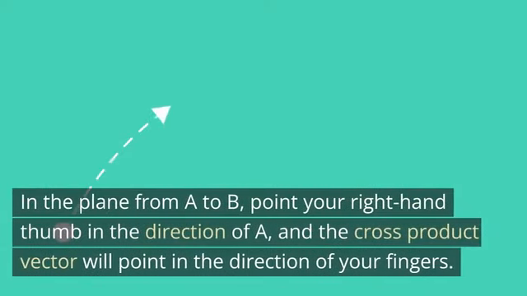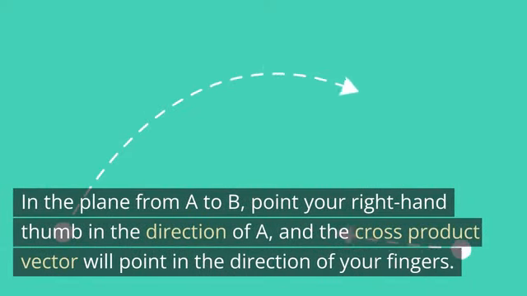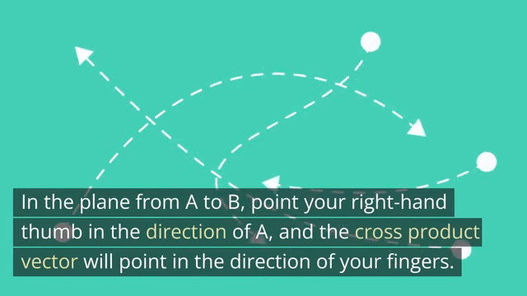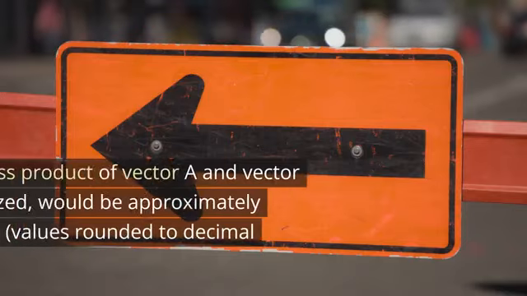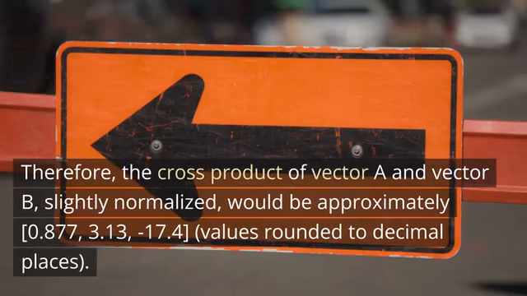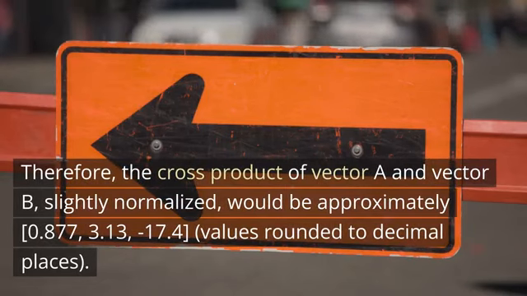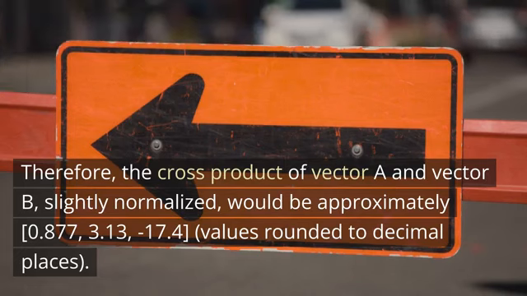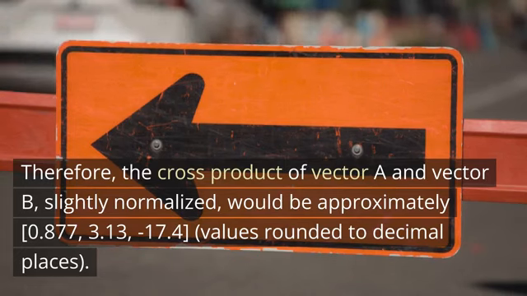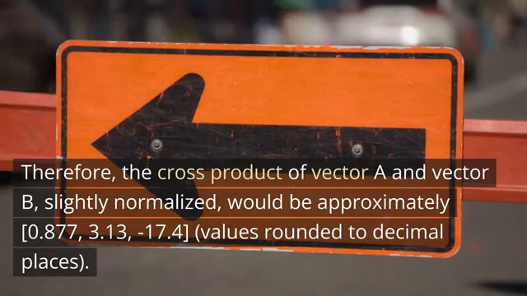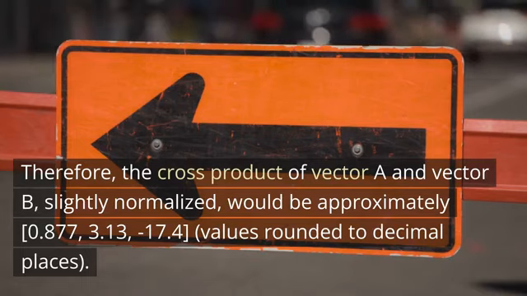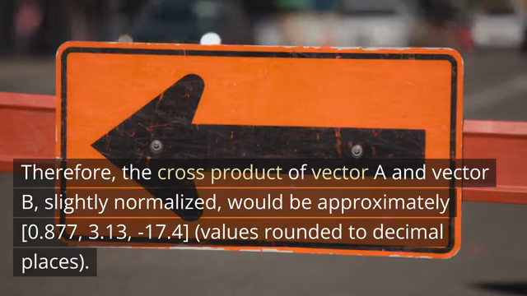In the plane from A to B, point your right-hand thumb in the direction of A, and the cross product vector will point in the direction of your fingers. Therefore, the cross product of vector A and vector B, slightly normalized, would be approximately (0.877, 3.13, -17.4), values rounded to decimal places.